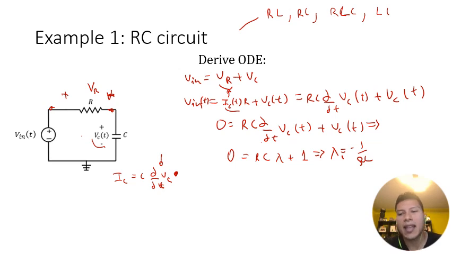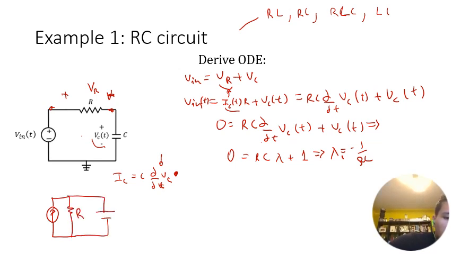Before we move from this example, let's look at a second example where we have a current source, a resistor, and a capacitor. So this is another form of the RC circuit. Now we have a current source here. So in this particular case, I'm going to call this IN.